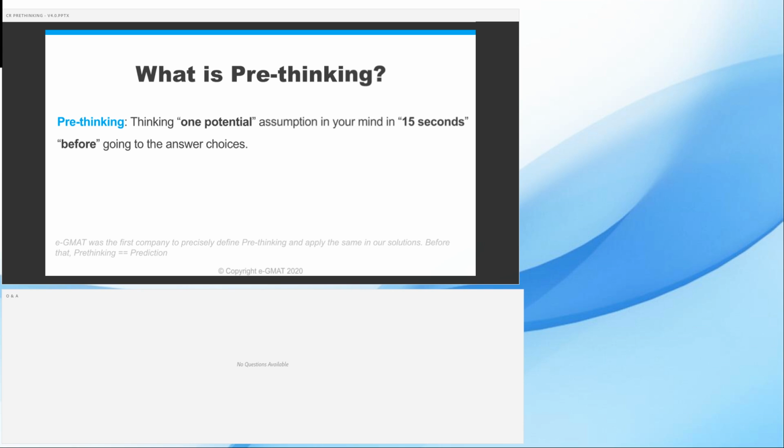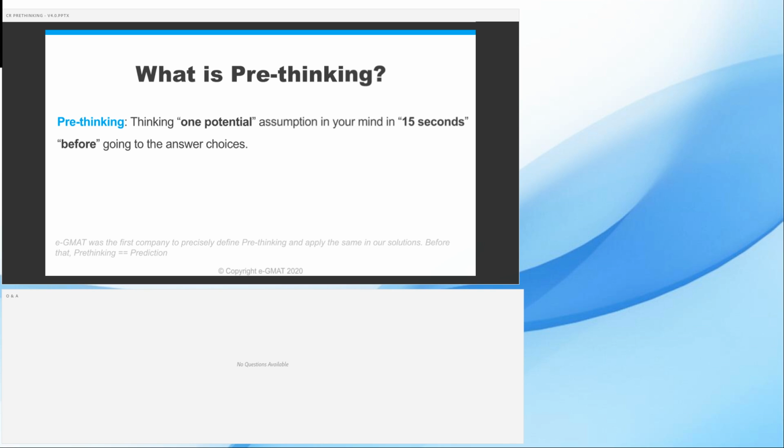Pre-thinking is thinking of one assumption in your mind in about 15 seconds before you look at answer choices. Now, an argument can have multiple assumptions. Your goal is not to predict what the answer would be. Your goal is to make sure you understand the logic that the author is using. You understand what information the author has provided to justify the conclusion, and it's a litmus test when it comes to pre-thinking to ensure that you can visualize your conclusion.